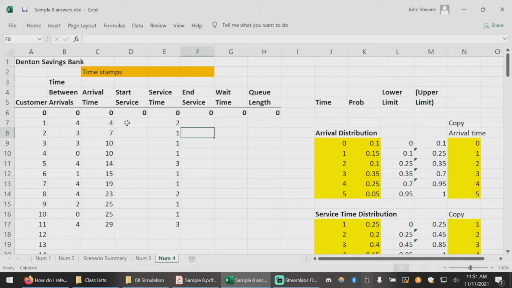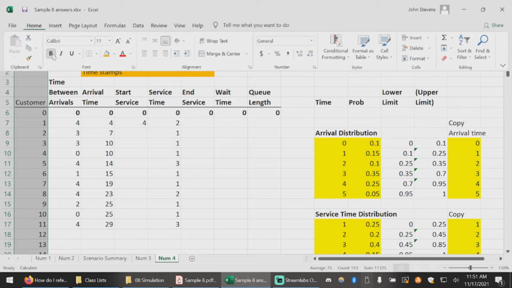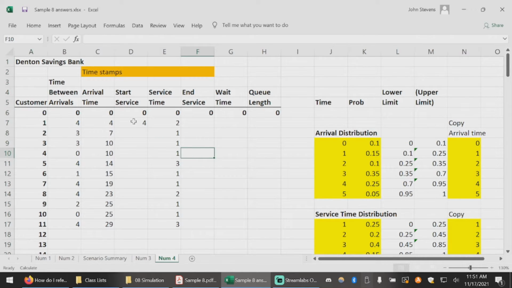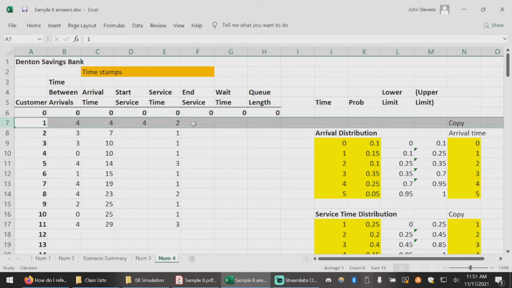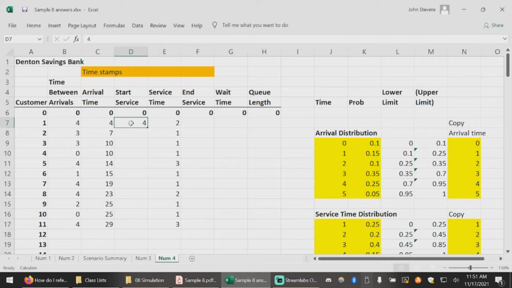Okay. So when does the service start? Well, let's just do it by hand again. The service starts for customer 1 as soon as they arrive. No problem. The service starts for customer 2, we don't know, because it really depends on how long customer 1 is there. I'm just going to bold this to see the customer numbers. There we go. So I kind of have to finish customer 1 a little bit, at least until the end of service. So its start of service is 4.